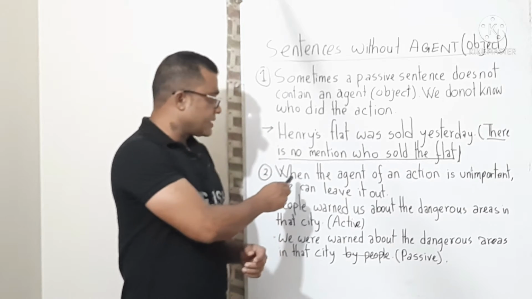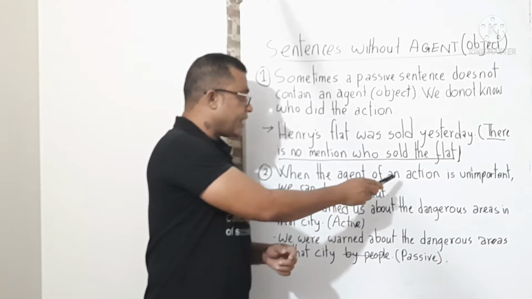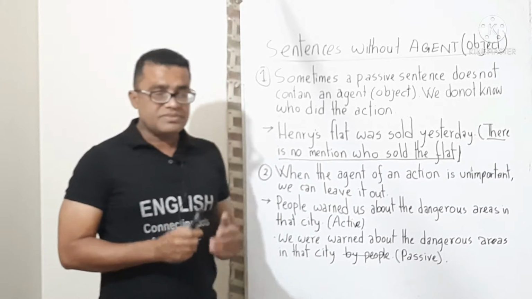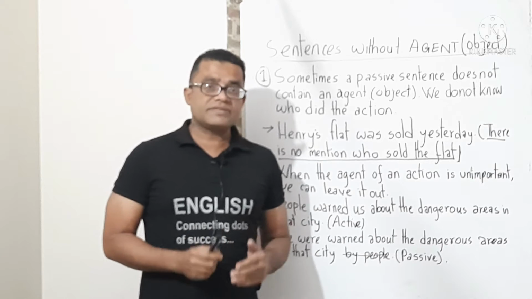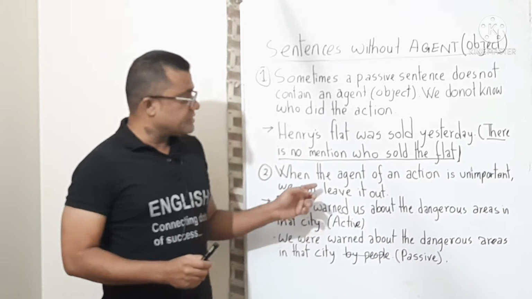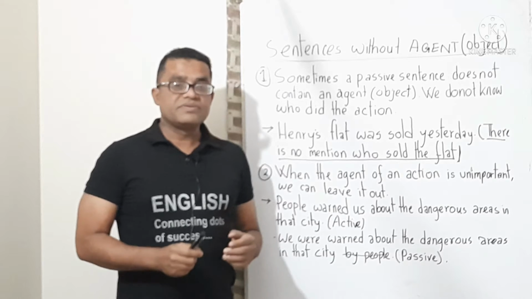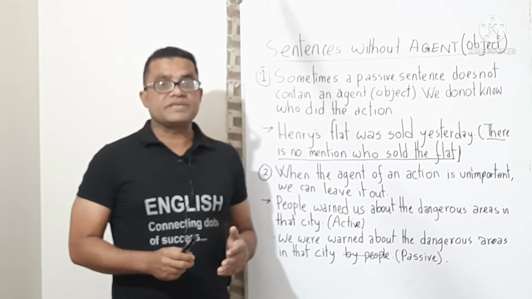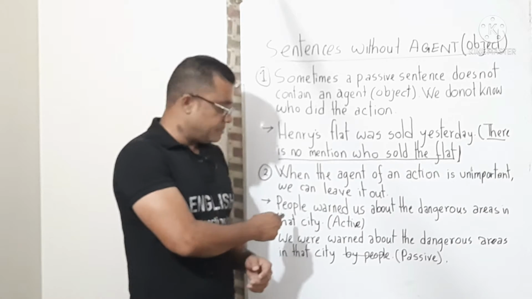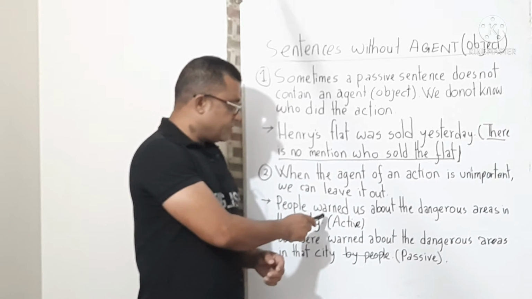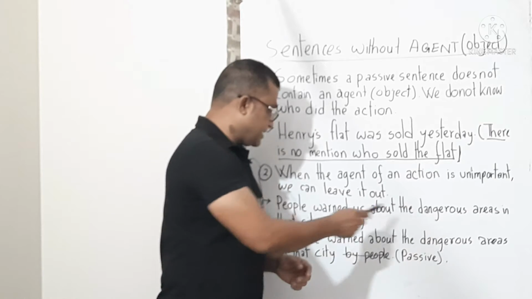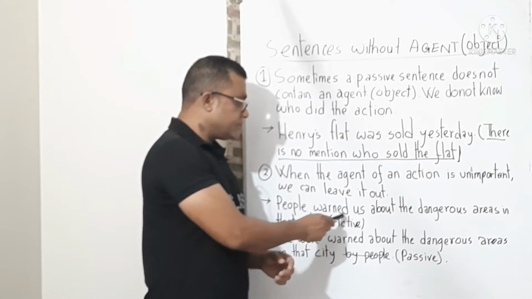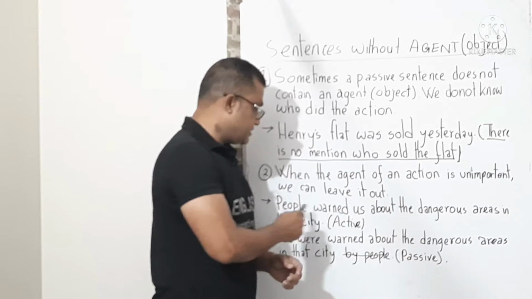Number 2, when the agent of an action is unimportant, we can leave it out. That means if the sentence tells us that the agent or object is not necessary, we can leave it. We don't have to mention the object in our passive sentences. Here is an example. People around warned us about the dangerous areas in that city. This is an active sentence.